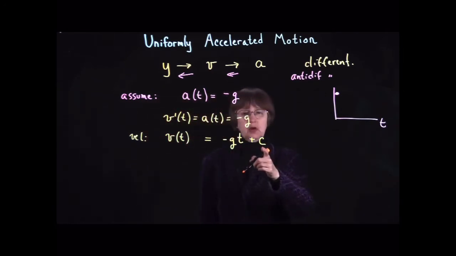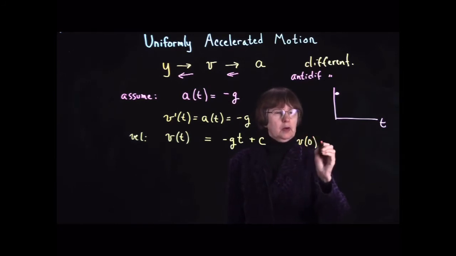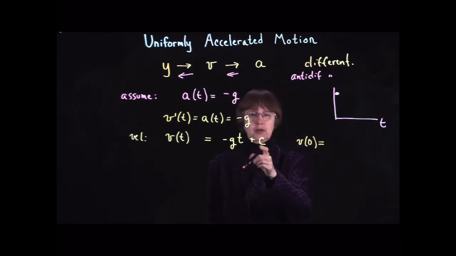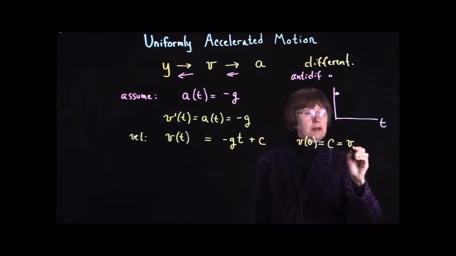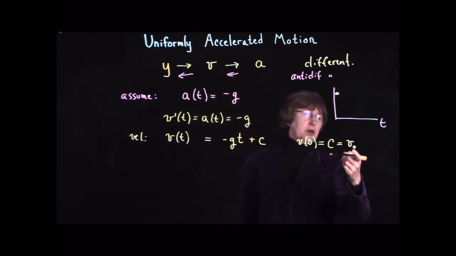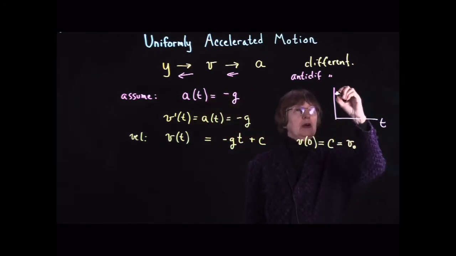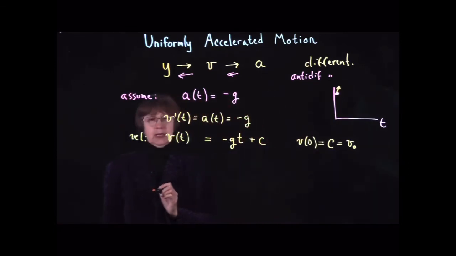Now, what does this constant mean? Let's look at the fact that if we plug in t equals 0, we get v of 0 equal to c, and so therefore c is actually denoting the initial velocity of the object. That initial velocity could be positive or negative. In our case, perhaps the ball is moving upwards. Let's see what happens as a result.